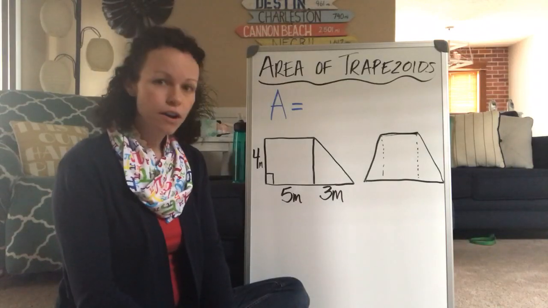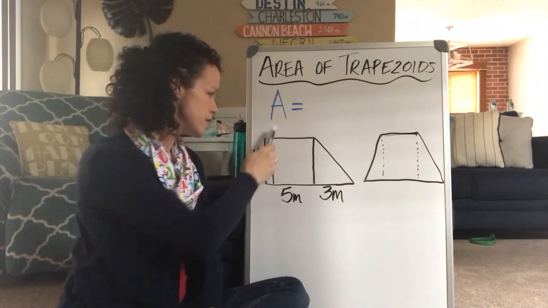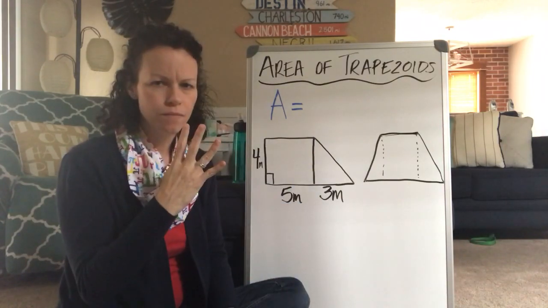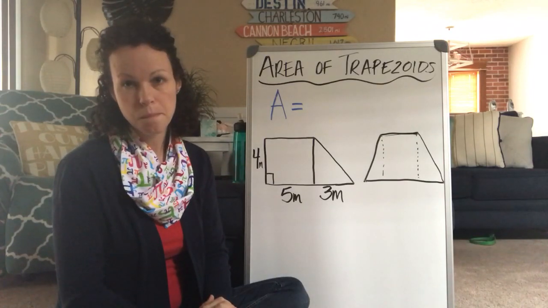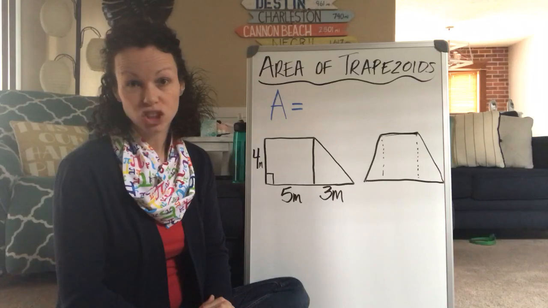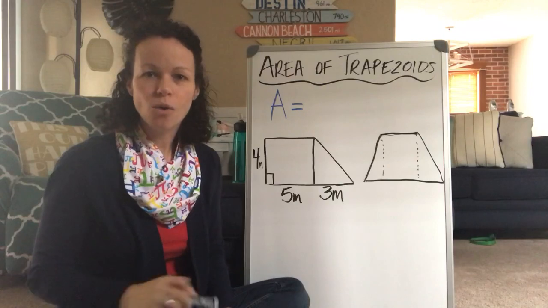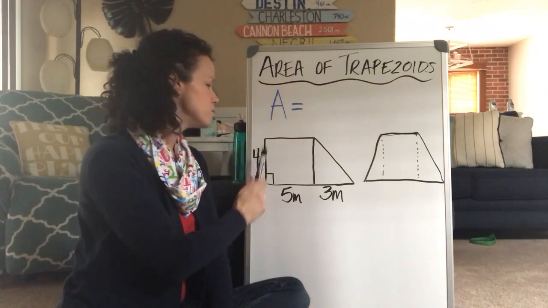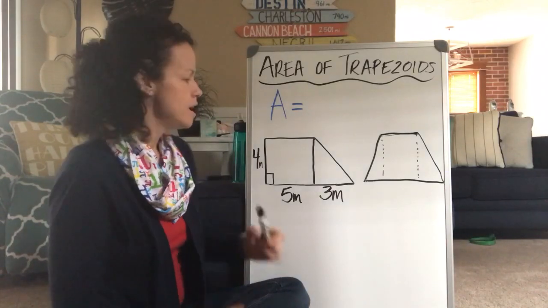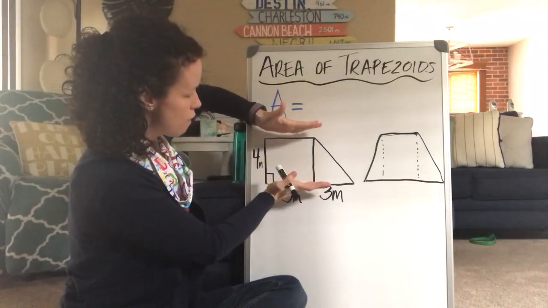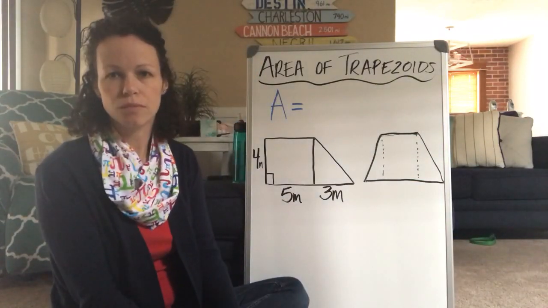Alright, before we talk about the area of a trapezoid, let's talk about what a trapezoid is. So a trapezoid is a four-sided figure. So who remembers what we call a four-sided figure? Starts with a Q. There you go, quadrilateral. So a trapezoid is a quadrilateral. And the thing that makes a trapezoid is it has this pair of parallel sides. So it's got one pair of parallel sides. So that's what makes a trapezoid.